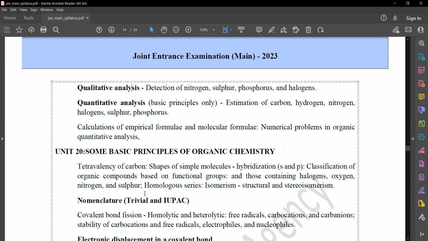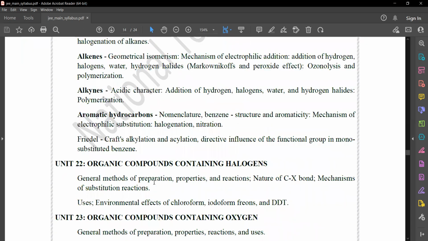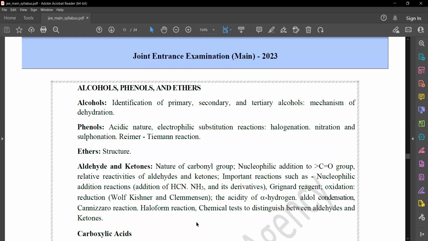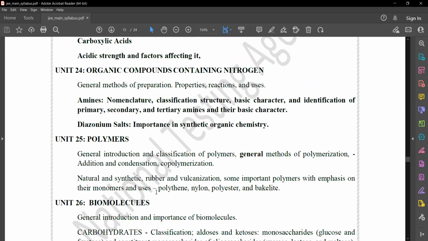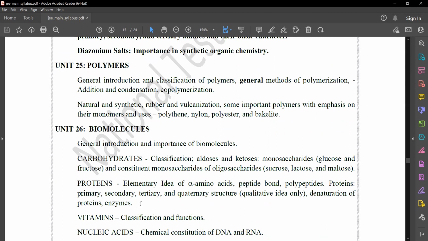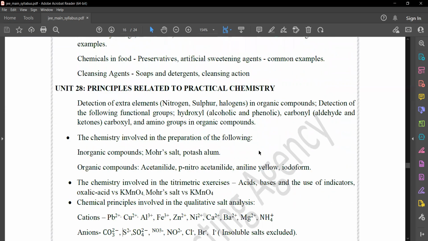Organic chemistry: some basic principles of organic chemistry, hydrocarbons, organic compounds containing oxygen, alcohol, phenol and ethers, organic compounds containing nitrogen, polymers, biomolecules, principles related to practical chemistry. So it will also come, like physics.